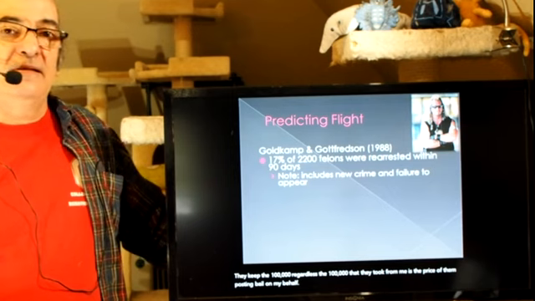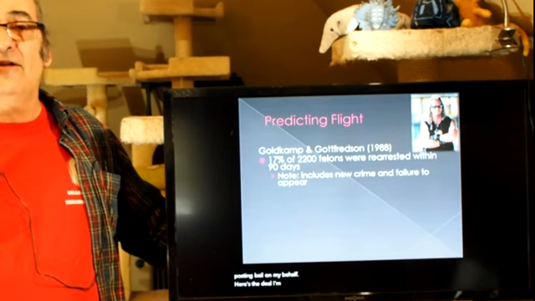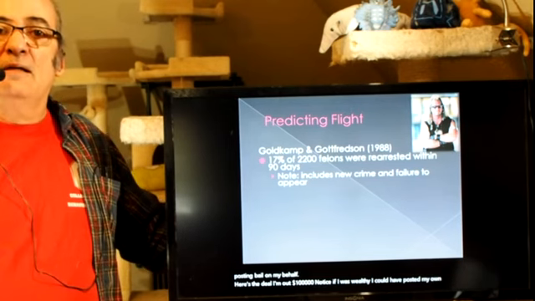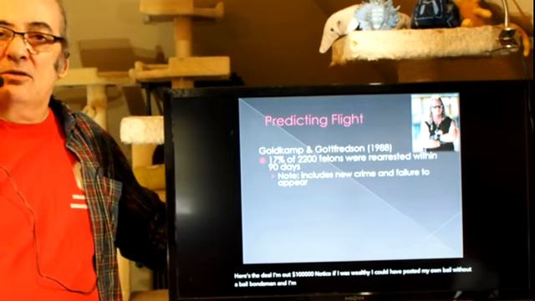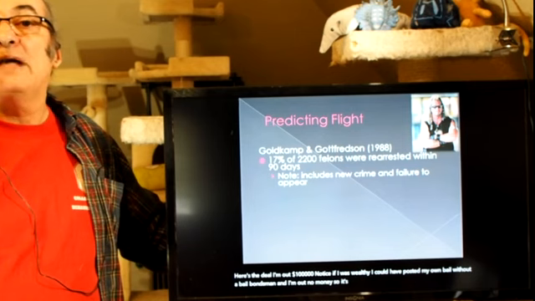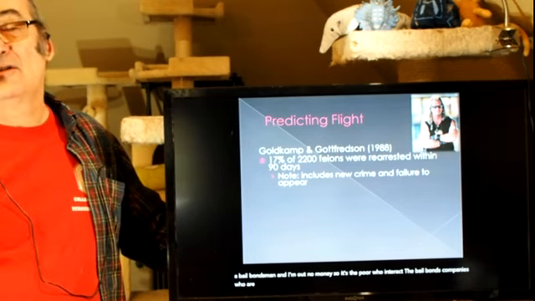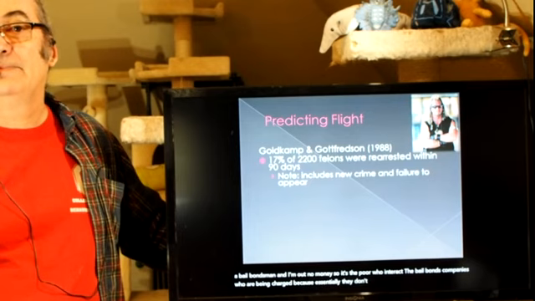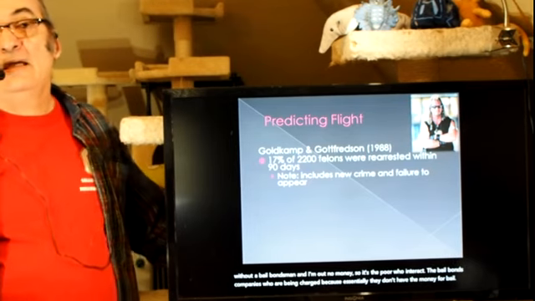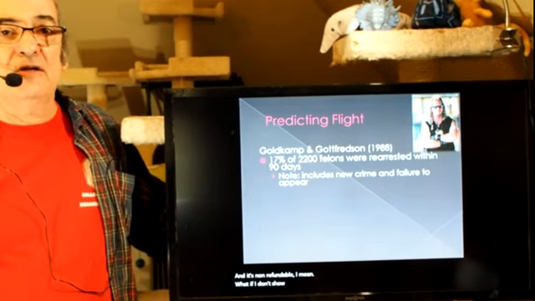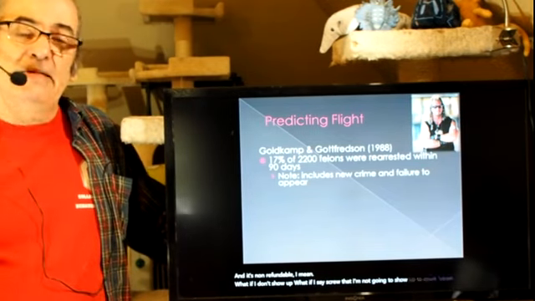Now here's the deal. I'm out $100,000. Notice, if I was wealthy, I could have posted my own bail without a bail bondsman, and I'm out no money. So it's the poor who interact with the bail bonds companies who are being charged, because essentially they don't have the money for bail. And it's non-refundable. Now what if I don't show up? What if I say, well, screw that, I'm not going to show up to court because it doesn't look good for me. I'm going to take off.